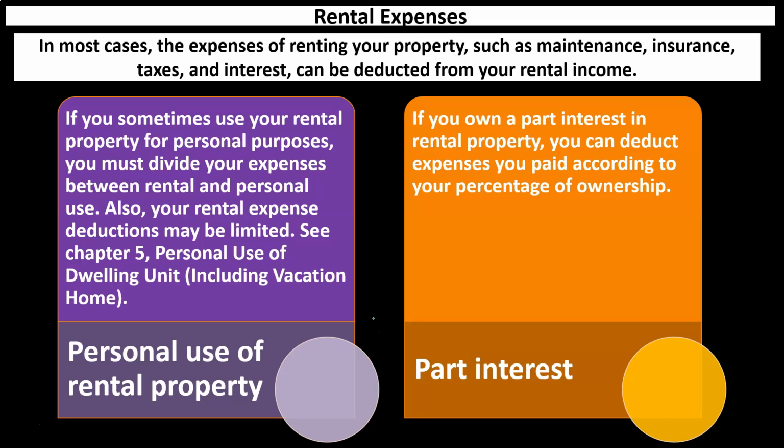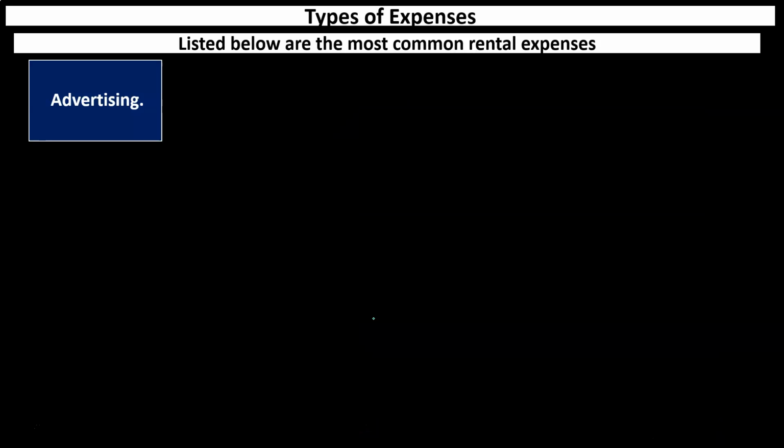So then we have the part interest. If you own a part interest in rental property, you can deduct the expenses you paid according to your percentage of ownership. Then we have the types of expenses listed below, the most common rental expenses. Now, the general concept here is that the things you had to consume in order to generate the revenue would be the types of things you can deduct as an expense. But given that you're talking rental property and that industry is somewhat standardized, you would see the normal kind of expenses. So these are the categories that they would typically fall into.